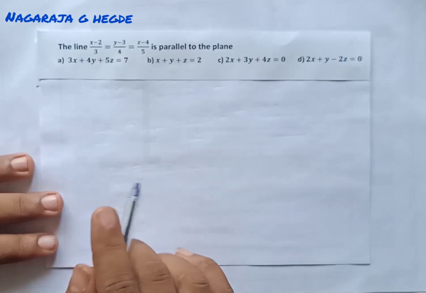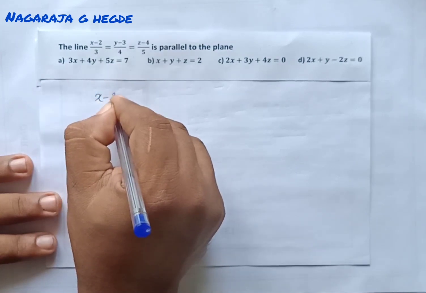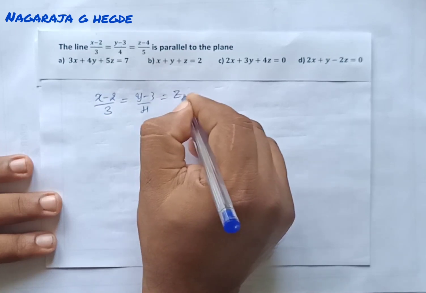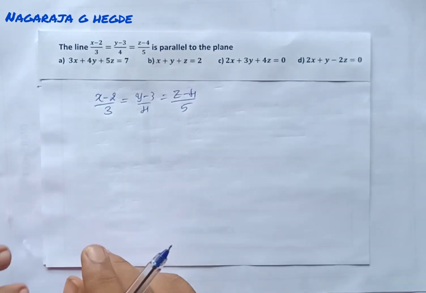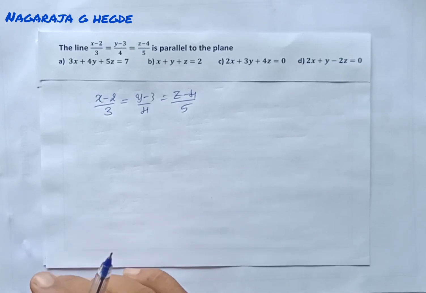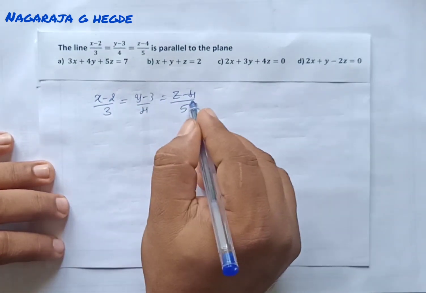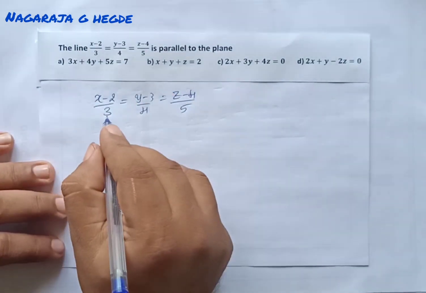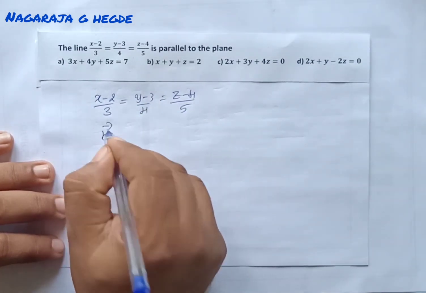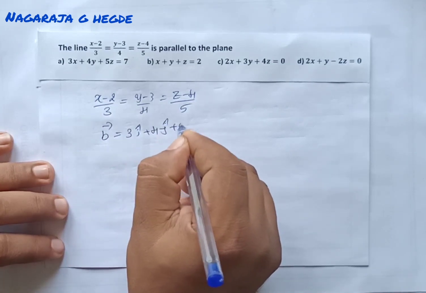Yes. See the question. The line (x minus 2)/3 equals (y minus 3)/4 equals (z minus 4)/5 is parallel to the plane. If you know the terms in the line, we can easily identify the answer. In this, 2, 3, 4 represents a point on the line. These 3, 4, 5 are the direction ratios of a parallel vector. We can consider it as vector b, that is 3i cap plus 4j cap plus 5k cap.